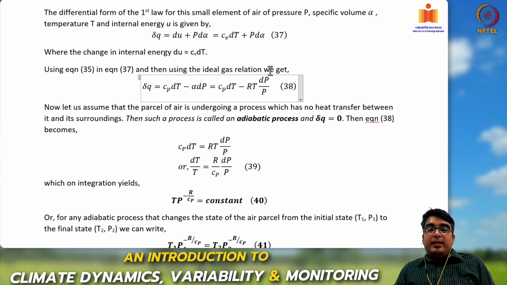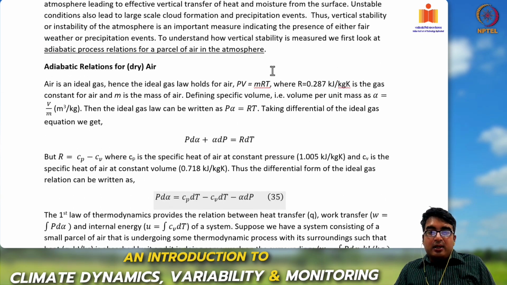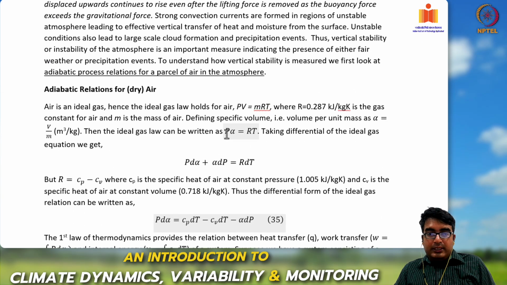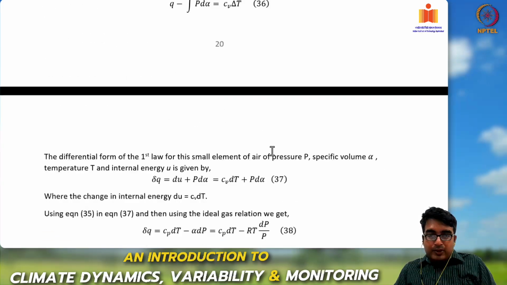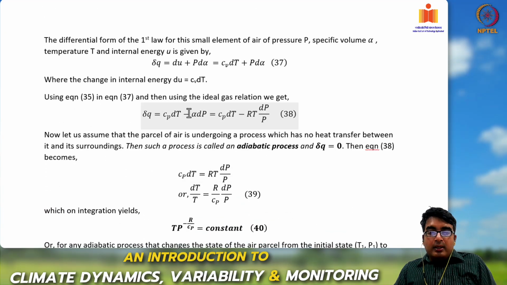Now what is alpha? From the ideal gas law expression here, alpha is RT by P, correct? So the specific volume alpha of air equals R times T by P. So we replace alpha by RT by P, and we get delta Q equals Cp dT minus RT times dP by P. So we are just doing manipulations using the various forms of the ideal gas law and combining it with the first law expression.